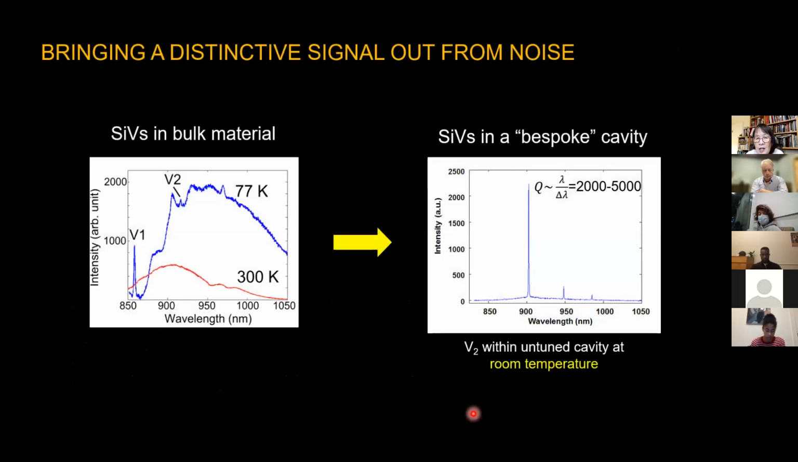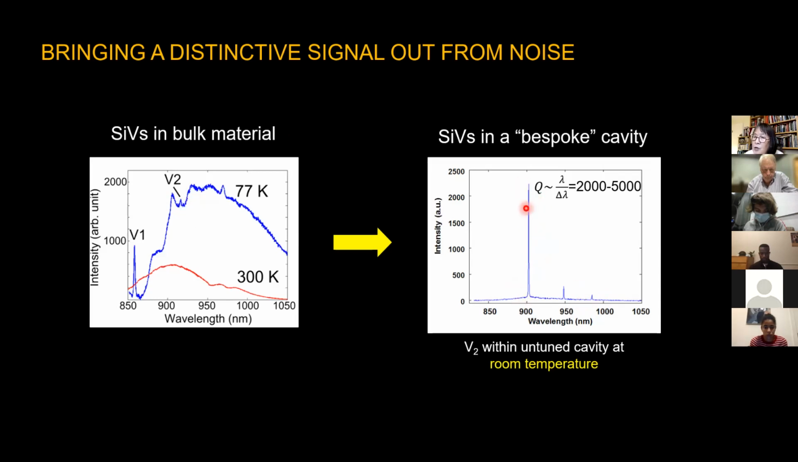And to cut to the chase, once I showed you this spectrum previously, you're going to hopefully believe me. I'm going to show you what this bespoke cavity looks like in the next slide, but at room temperature, this is 77 Kelvin. This is once I have a silicon vacancy in a cavity, untuned, and you'll see what I mean by tuning, at room temperature. Look at the change in the signal to noise. This is a transition that corresponds to V2, which looked like this in my earlier PL.